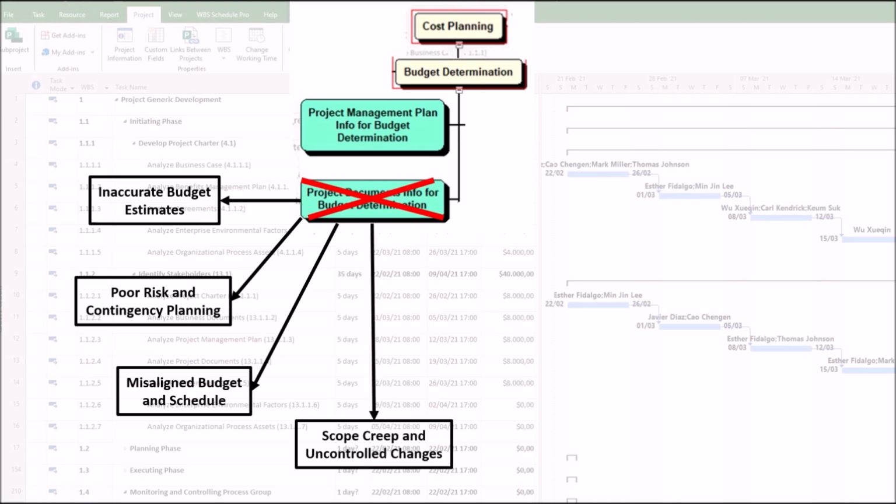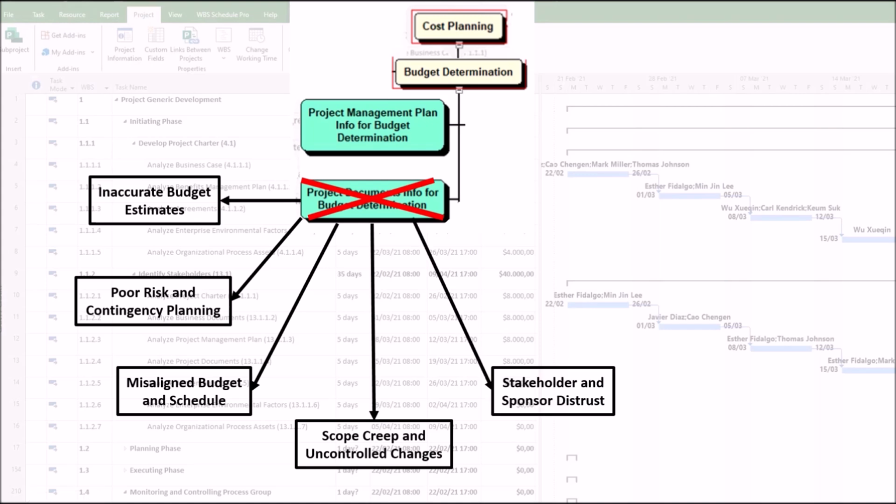4. Scope creep and uncontrolled changes. Poorly defined scope baseline or change requests documentation can result in unapproved scope changes that inflate costs without budget adjustments. For example, new features added without budget realignment can result in cost overruns.